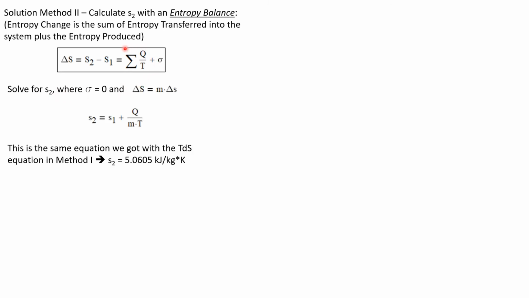So we can solve this entropy balance for S2, and in our case, sigma is 0, because it's an internally reversible process. Recall also that the change in entropy is the mass times the change in specific entropy. So I can rearrange this entropy balance and get that S2 is equal to S1 plus Q over mass times temperature. And that's exactly the same equation we just solved in our first method. So we're going to get exactly the same value for the specific entropy at state 2. It's 5.0605 kilojoules per kilogram K.